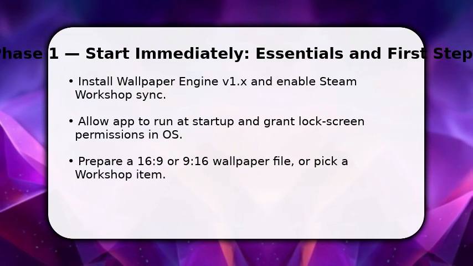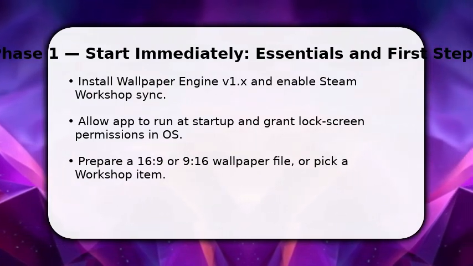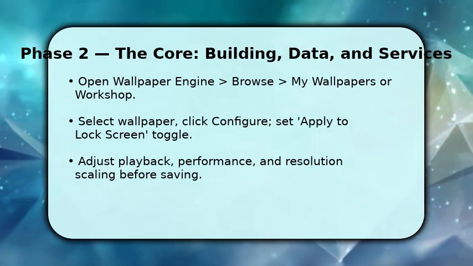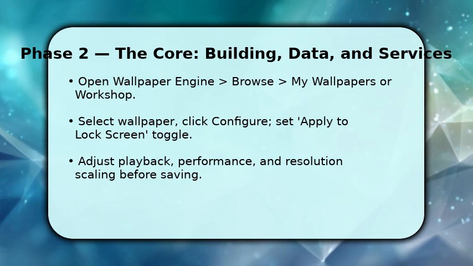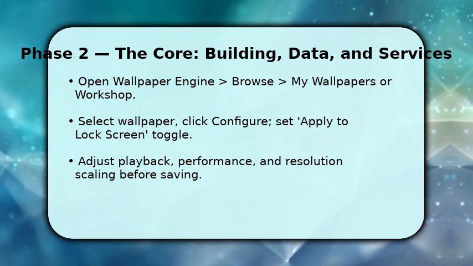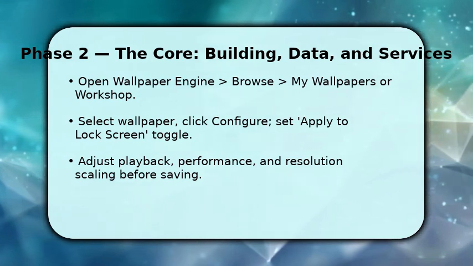Now, move on to loading that selection into the app interface. You now load and configure the wallpaper. Go to Browse, then My Wallpapers or Workshop, pick the file or item. Once selected, click Configure and locate the Apply to Lock Screen toggle, turn it on.